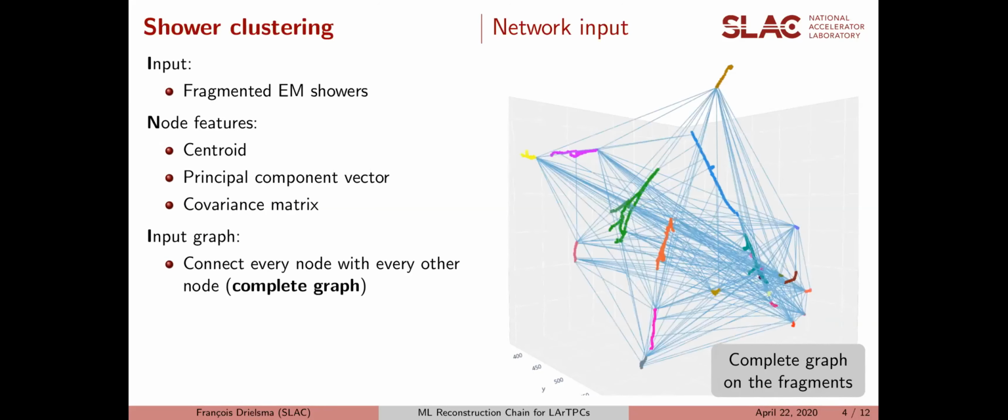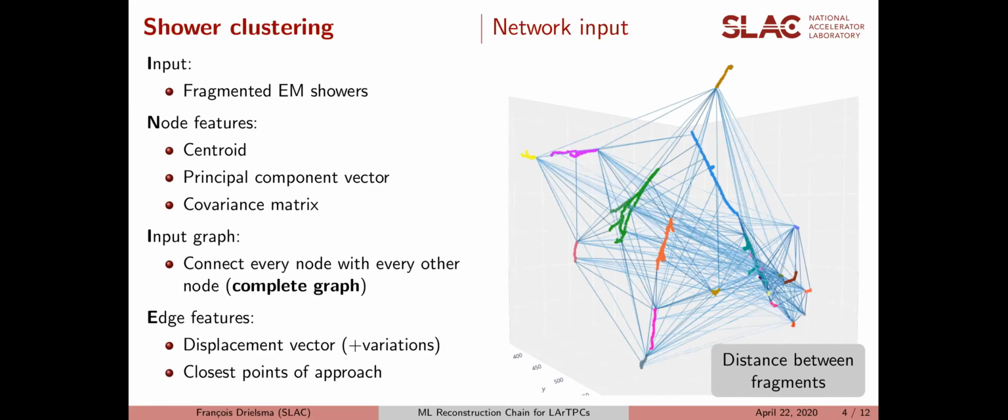And then we build an input graph. And the way that we build an input graph actually is just to connect every fragment with every other fragment. So that's a complete graph. So we allow every fragment in the image to communicate with every other fragment. And we also input some edge features. So we give information about the displacement between fragments. So essentially the vector that connects the 2 points of closest approach of the 2 fragments that it's connecting. So on the right-hand side, I've just represented the edges with a color scale that corresponds to the distance between fragments.